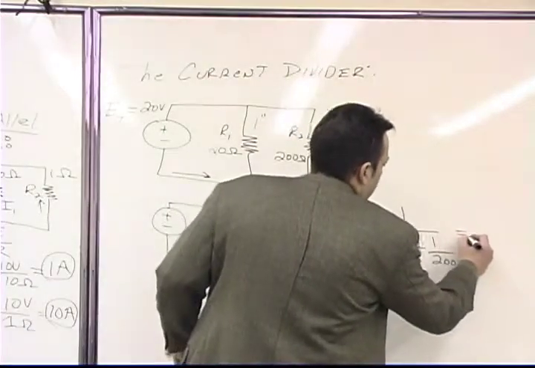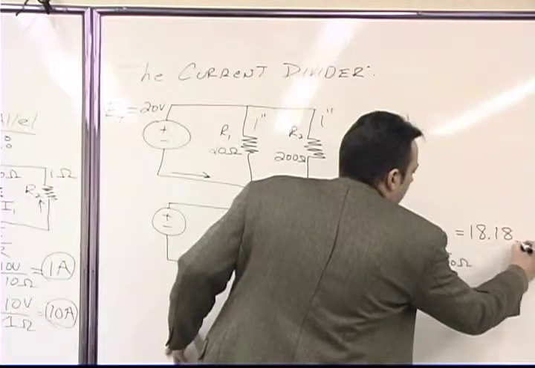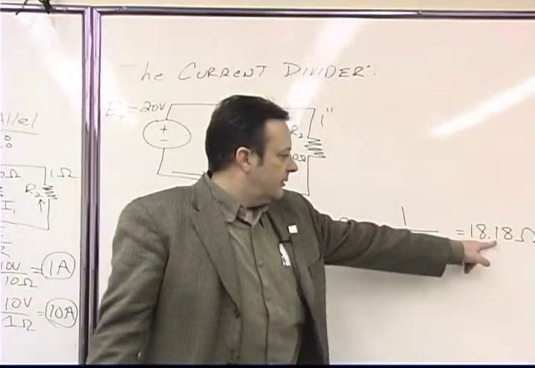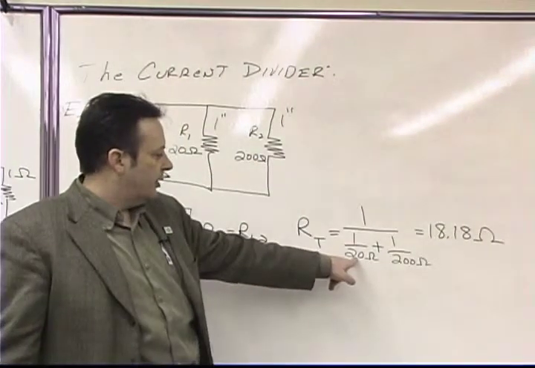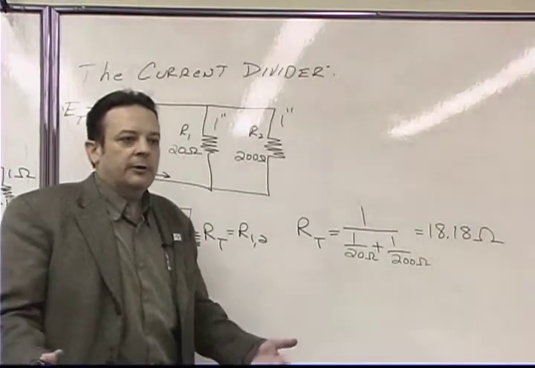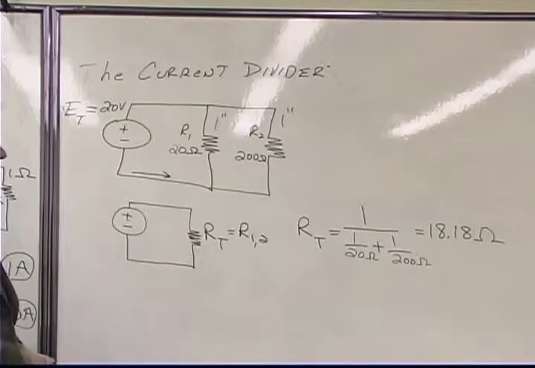18.18? Yeah. Okay, 18.18 ohms. And then if we do our check, does it turn out that our total equivalent resistance is smaller than our smallest resistor? Yes. Okay, so we probably did it right. Okay, we can be confident that it makes sense.